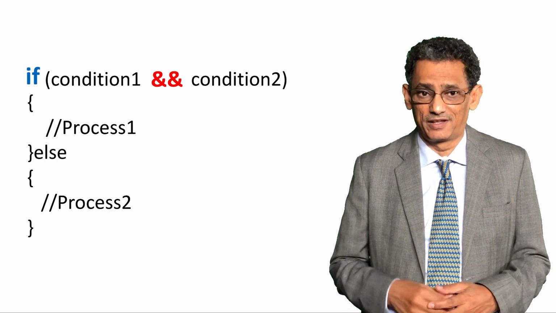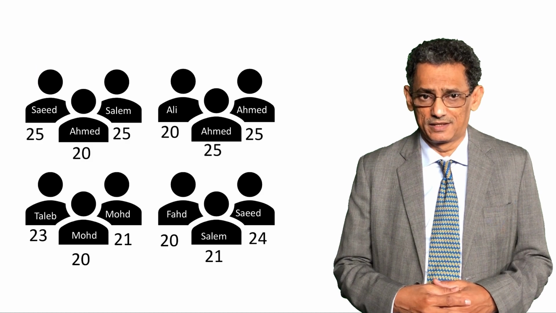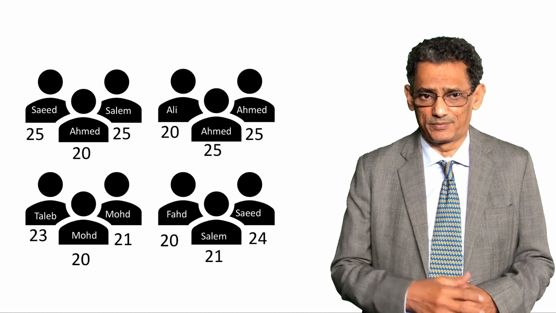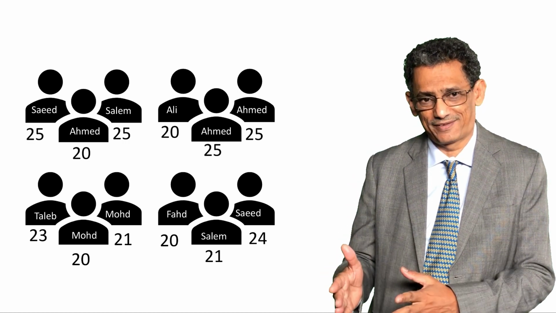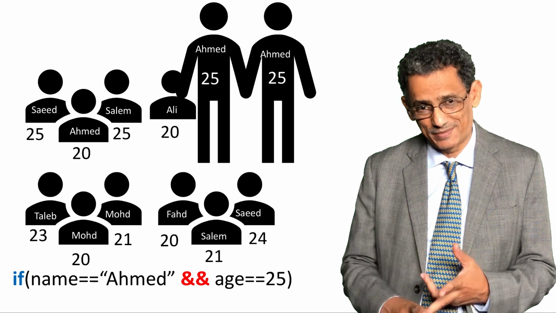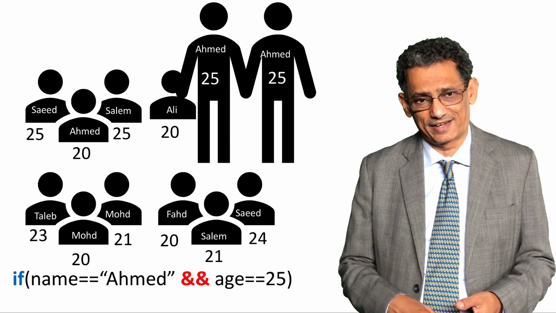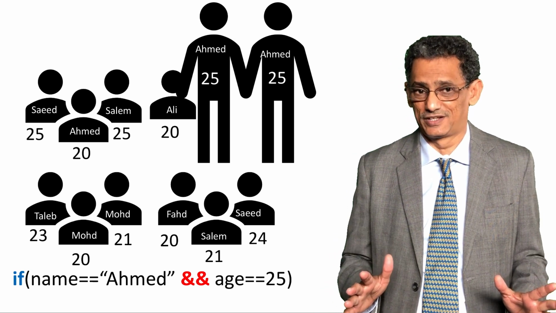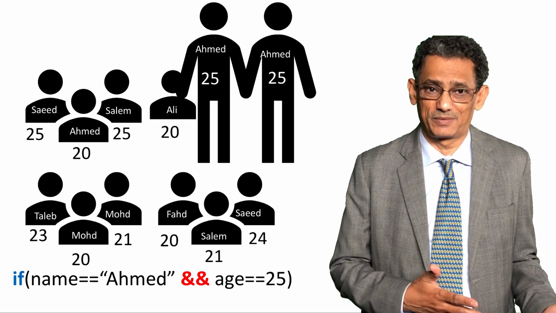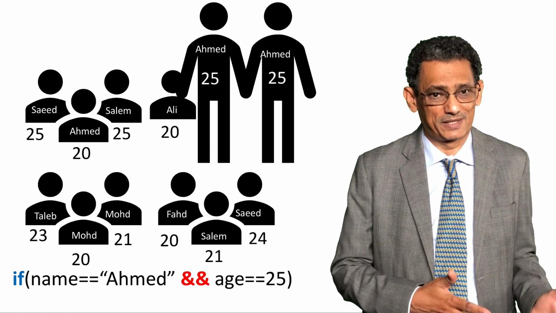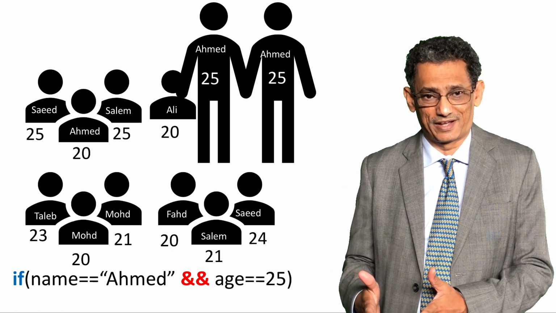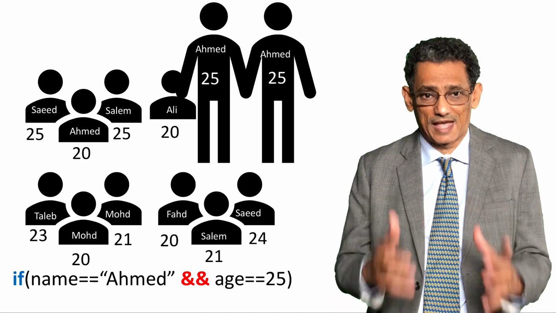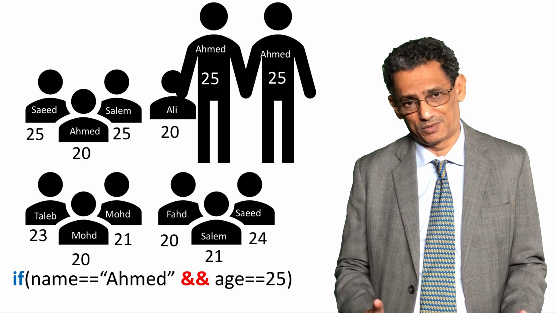Let me give you an example. If your name is Ahmed and your age is 25, stand up. Only those who have both, their name is Ahmed and their age is 25, will stand up. The rest, if you have only your age as 25, you do not stand up because your name is not Ahmed. If your name is Ahmed but your age is less than 25, you will not stand up because you're not meeting both conditions. So the AND requires the two conditions to be met.